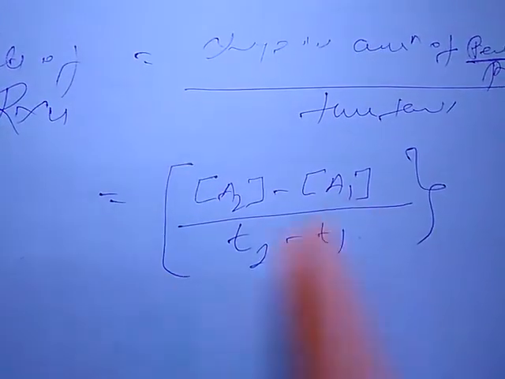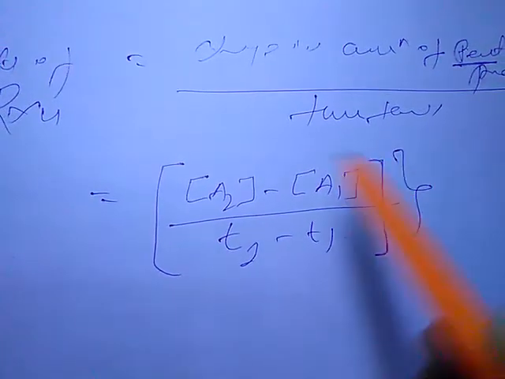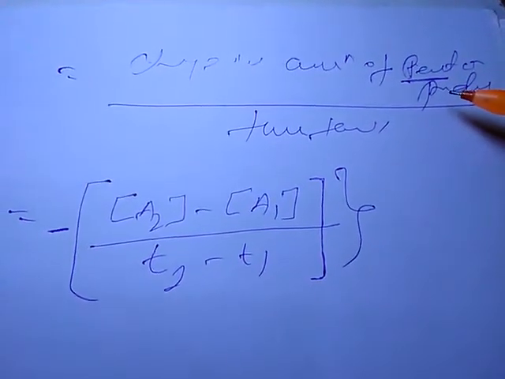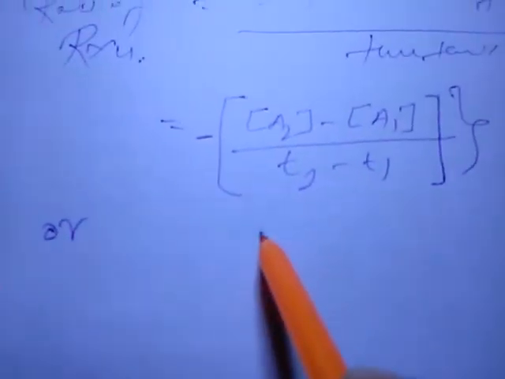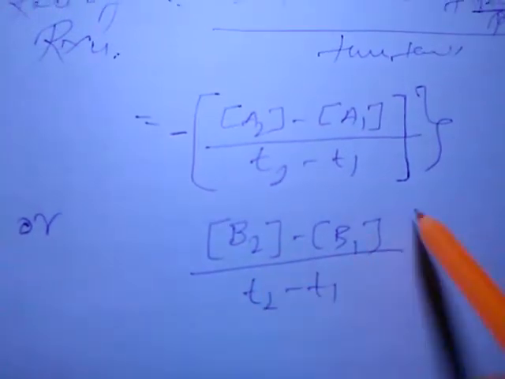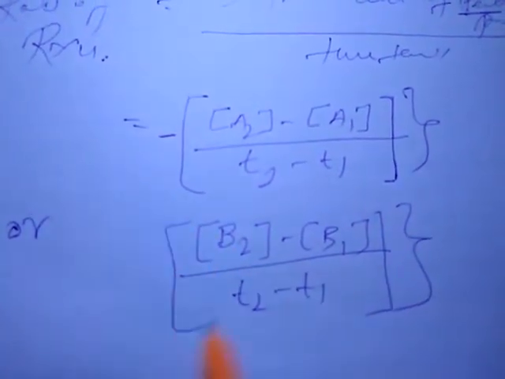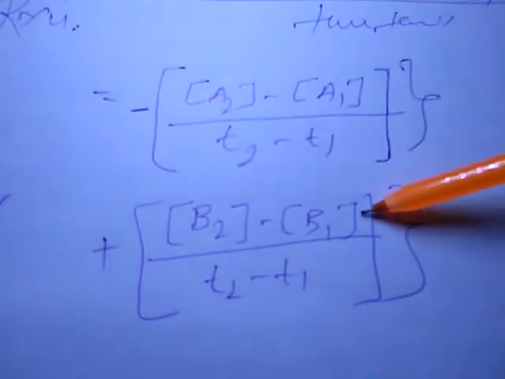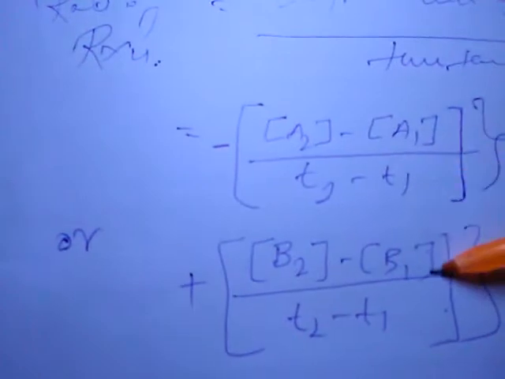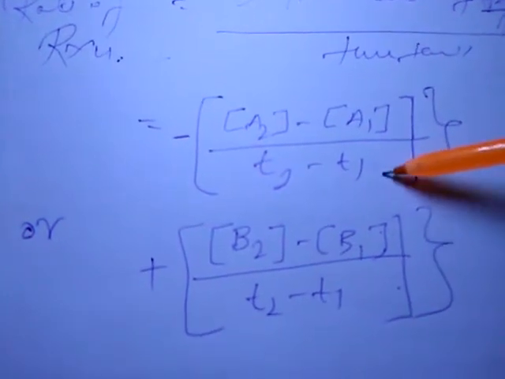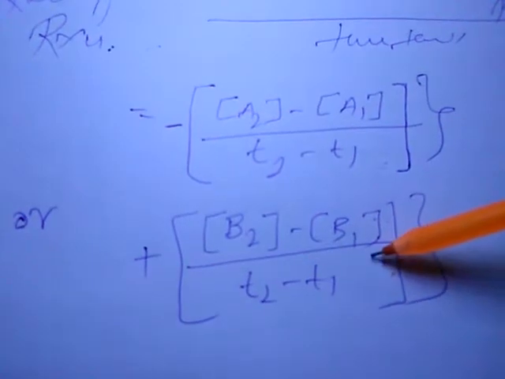Now for reactant we will use a minus sign over here, but we can also take the change in concentration of product for calculating the rate of the reaction. So it will be B2 minus B1 by time taken, and it will contain a positive sign over here. So either the change in concentration of reactant by time taken, or the change in concentration of product by time taken. In either manner, we can calculate the rate of the reaction. We have to choose any one way, either with the help of the concentration of reactant or the concentration of the product.